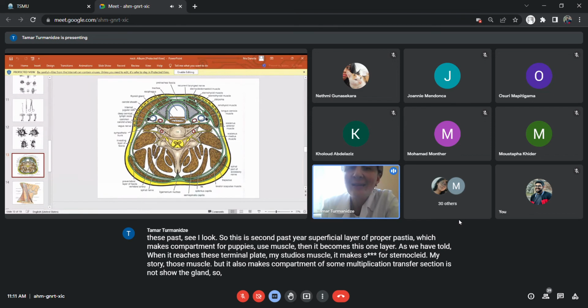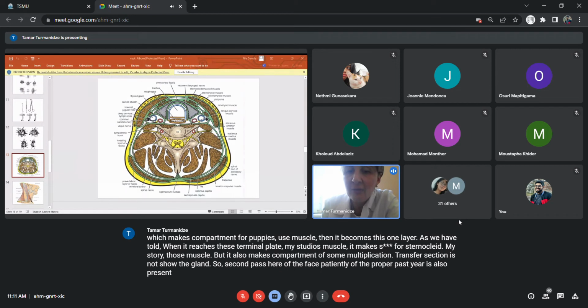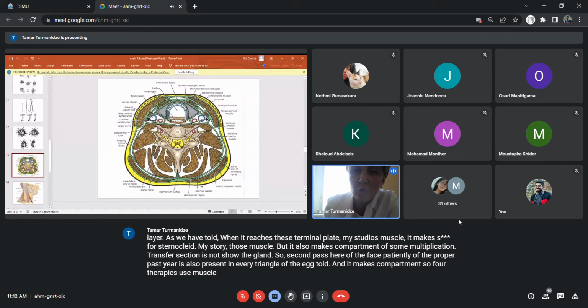So the second fascia, the superficial layer of the proper fascia, is also present in every triangle of the neck, as we have told, and it makes compartments for the trapezius muscle, the sternocleidomastoid muscle, and the submandibular gland.